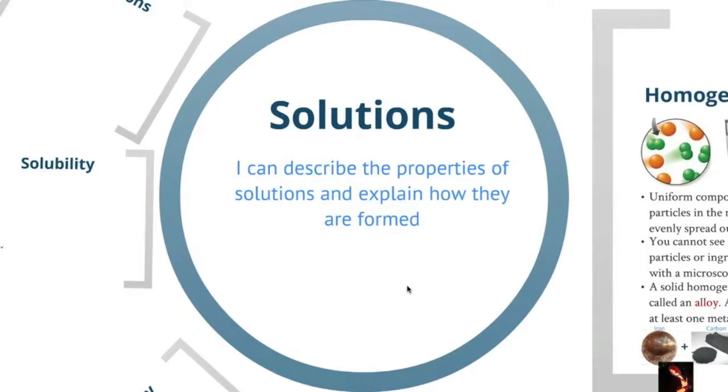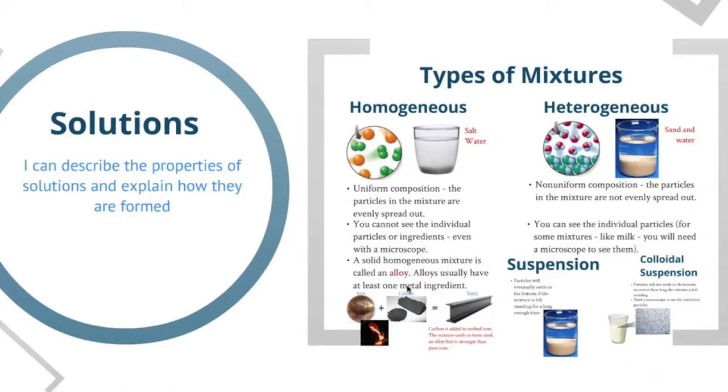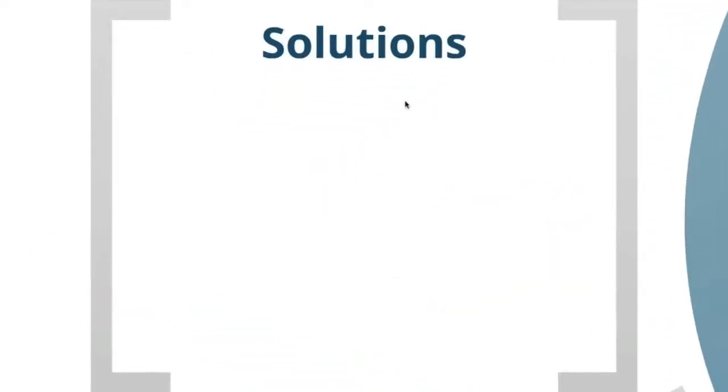Now, I'm going to talk about solutions. We're going to be able to describe the properties of solutions and explain how they are formed. So, again, we review the types of mixtures, homogeneous mixtures and heterogeneous mixtures. A solution is a homogeneous mixture. Okay, a solution is a homogeneous mixture. That's what it is. Solutions are homogeneous mixtures.